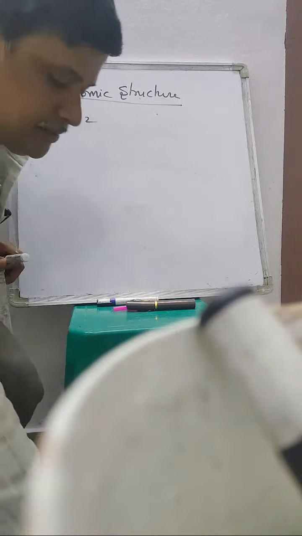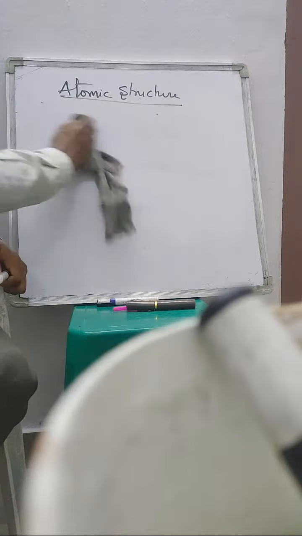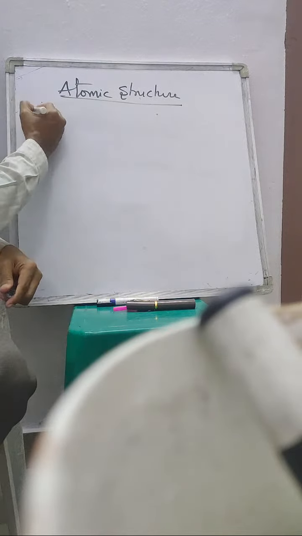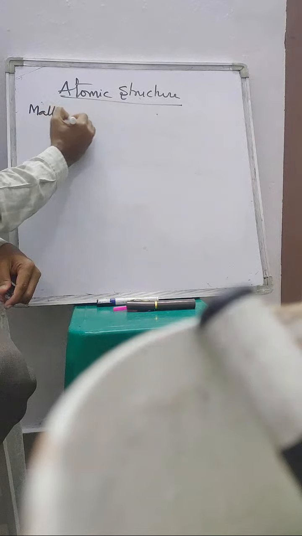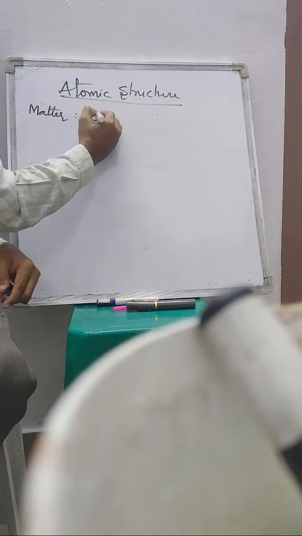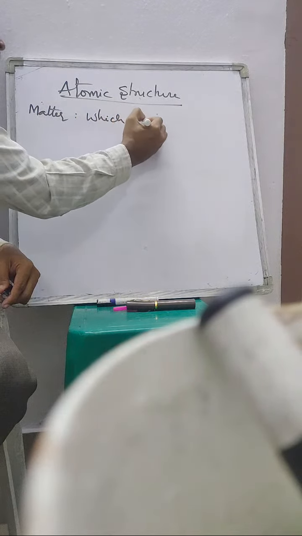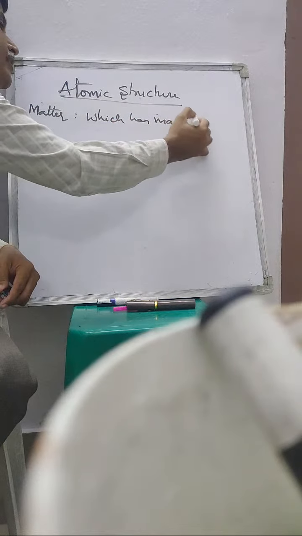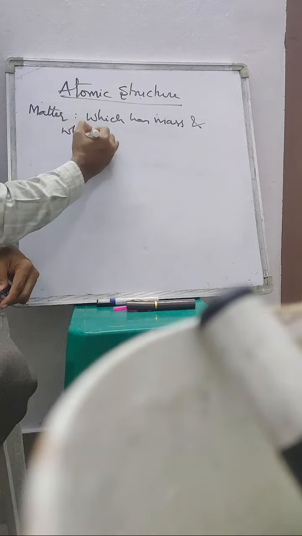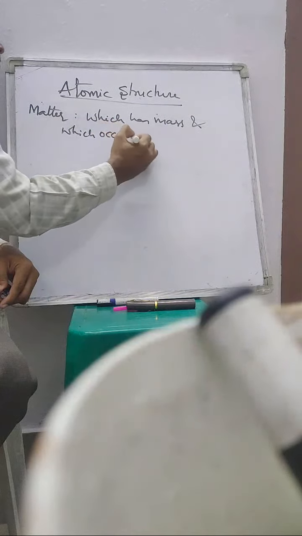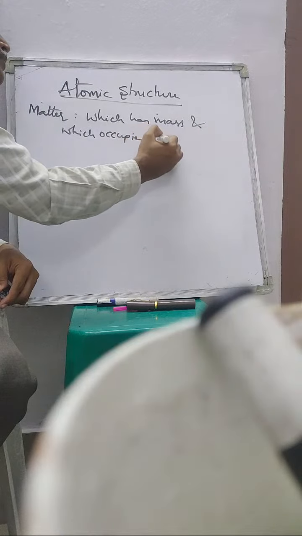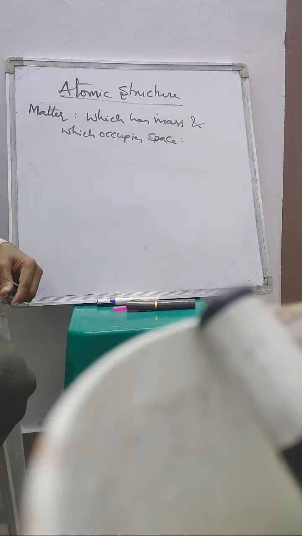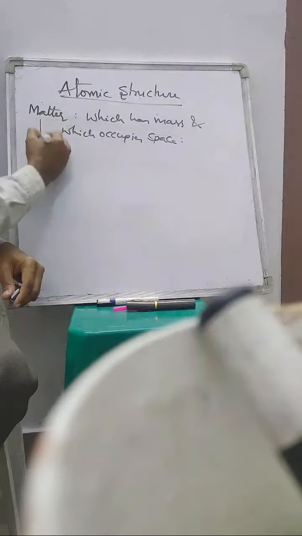Right. So here, in atomic structure, what is matter? Matter is anything which has mass and which occupies space. Which occupies space is called matter. And matter consists of anything.